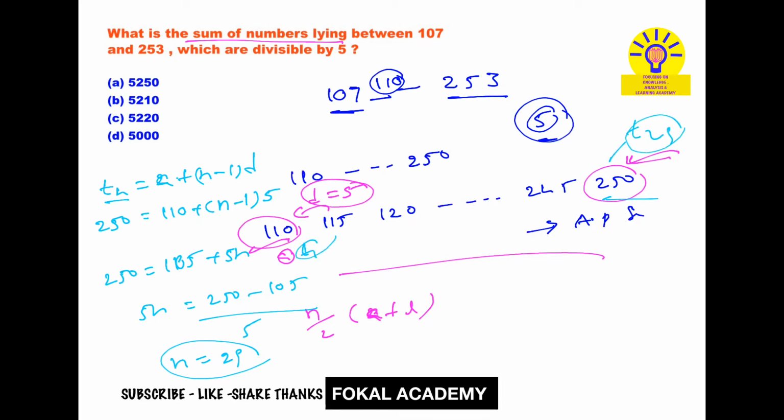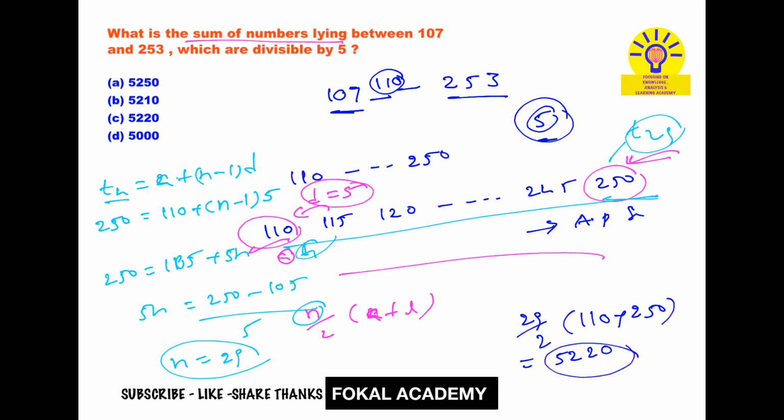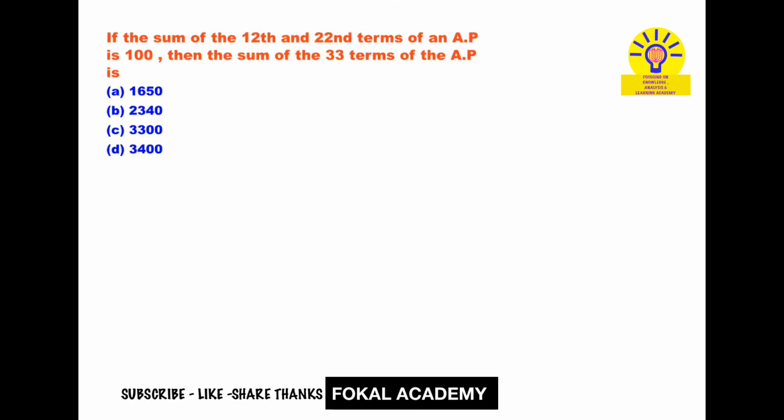So this is the 29th term and that is the first term. Okay. Now n is 29, so it means the sum of 29 terms. So 29 by 2 into a, which is 110, plus the last term, that is the 29th term, 250. By simplifying this we get 5220. So option C is the correct answer for the given problem. Come to the next problem.